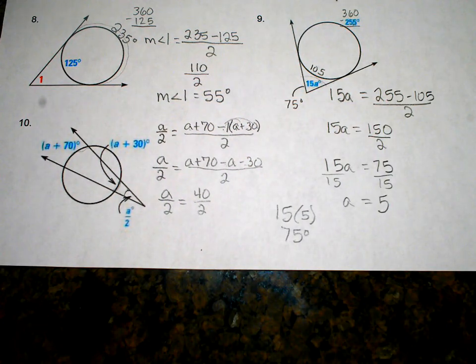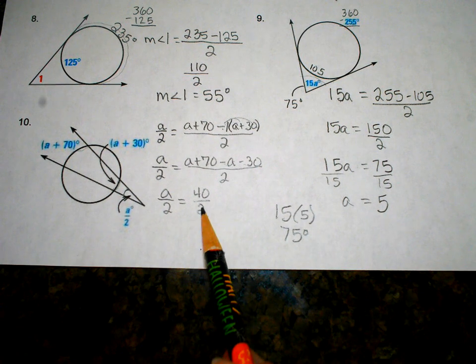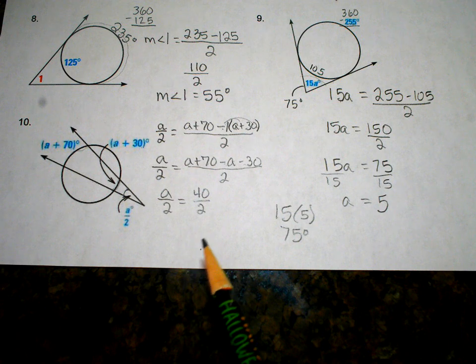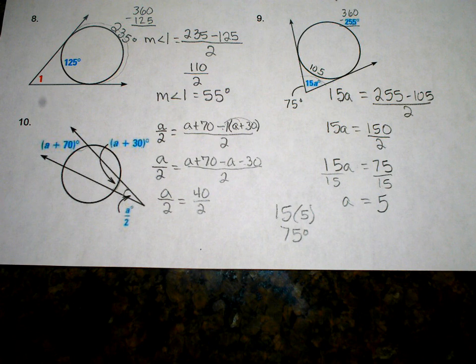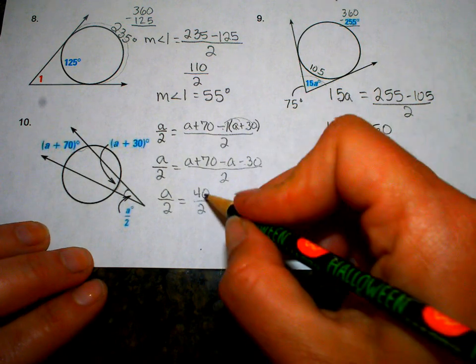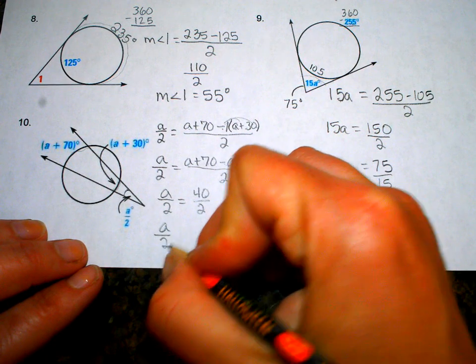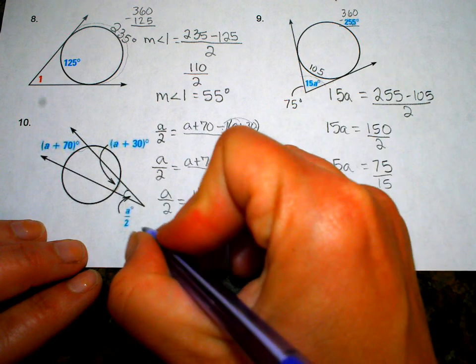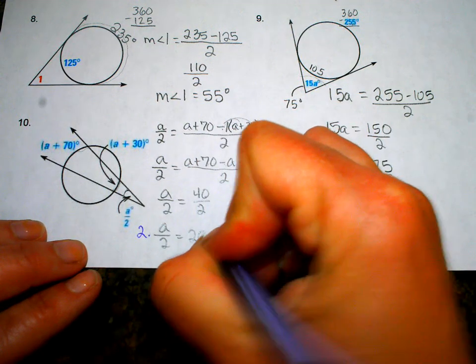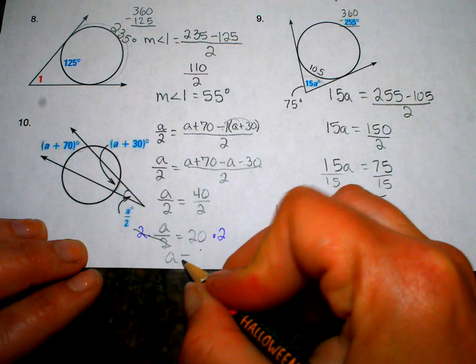This is now a proportion. You can cross multiply, or if I want, I can get rid of the 2's at the bottom. Your brain might want to just say A over 2 equals 40. Divided by 2, 40 divided by 2 is 20. A over 2 equals 20. Now I'm going to multiply by this 2. They cancel. A equals 40.